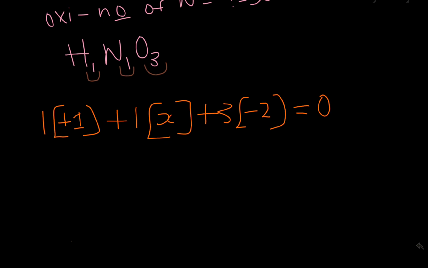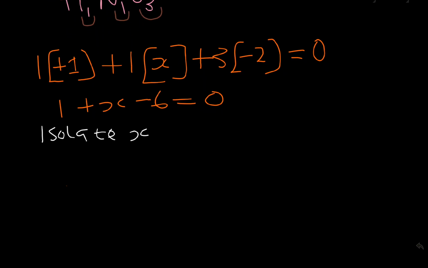And so 1 times 1 is 1, plus 1 times x is x. Now 3 times -2 is -6. Just punch my calculator. Everything equals 0. Next, you isolate x. In isolating x, we would say x equals, we carry 6 to the other side. -6, if it crosses the equal to sign, it becomes +6.